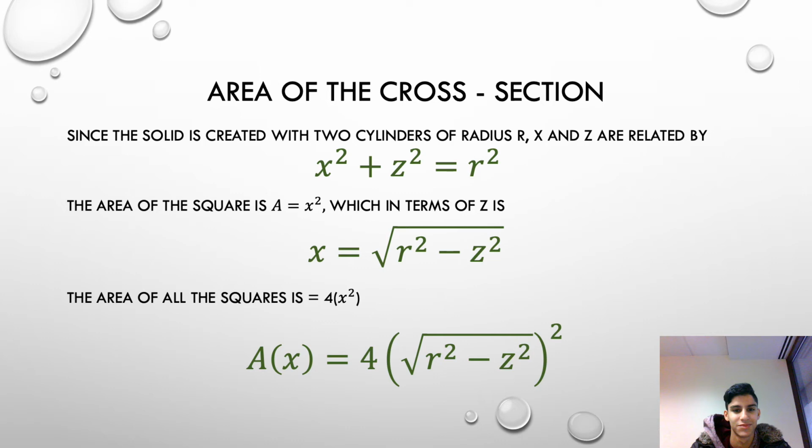Area of the cross section. Since the solid is created with two cylinders of radius r, x and z are related by x squared plus z squared equals r squared. The area of the square is A equals x squared, which in terms of z is x equals the root of r squared minus z squared. The area of all the squares is 4 times x squared. A of x equals 4 times (root of r squared minus z squared) squared.